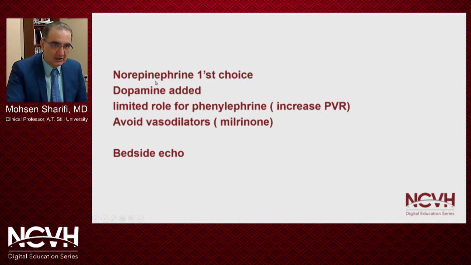And if the patient is unresponsive, dopamine can be added. Dopamine is not a vasopressor, it's an inotrope. Norepinephrine is both an alpha and beta agonist and hence is suited very well to treat these kind of patients. There is a limited role for phenylephrine and pure alpha agonists. If I said blocker, I meant agonist. It increases the pulmonary vascular resistance, and vasodilators should be avoided.